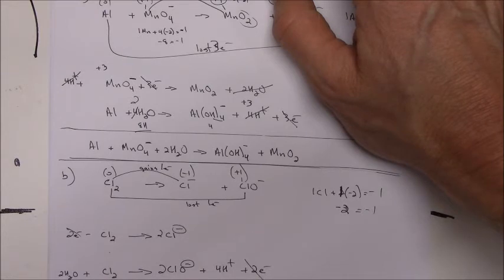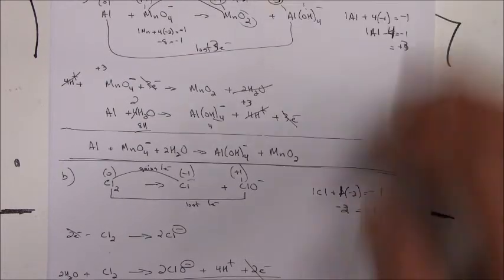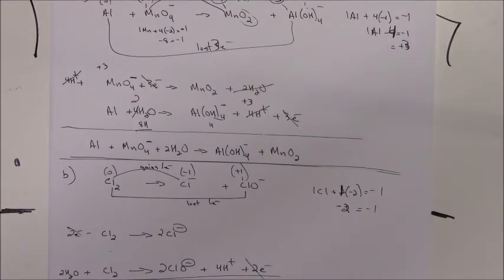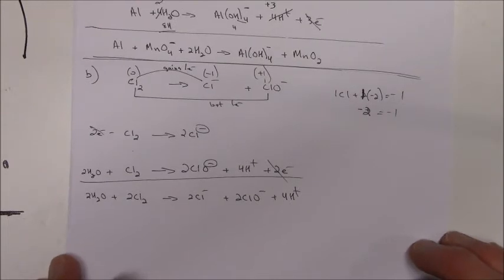These are already there. So you're technically going to get 2H2O plus 2 chlorines gives us 2 Cl minuses plus 2 ClO minus plus 4 H plus. So aha, we've got H pluses left. I was hiding that in the camera. I wasn't paying attention.